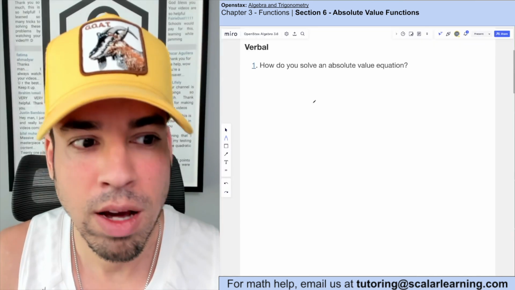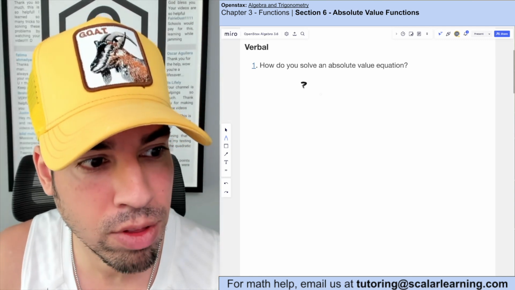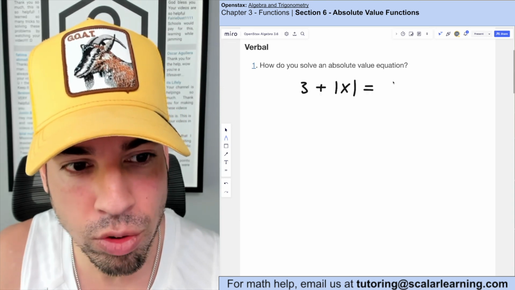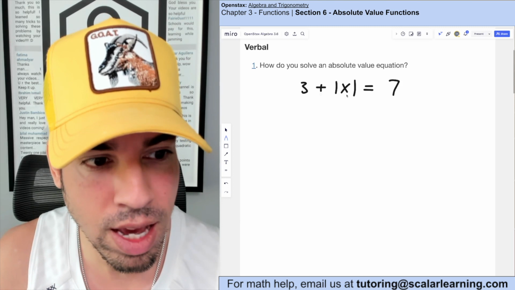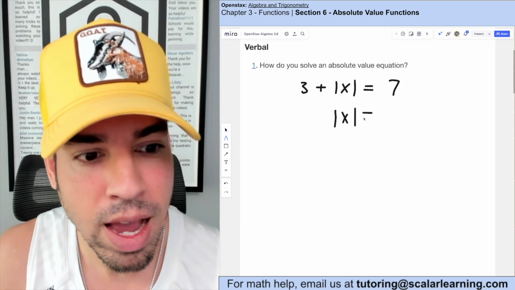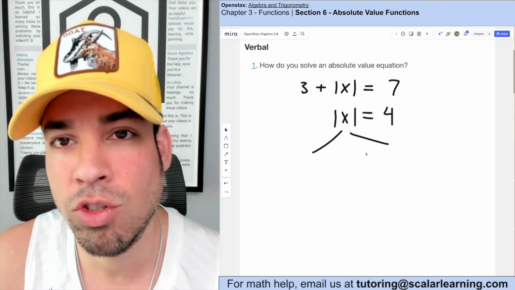Let's do it. So how do you solve an absolute value equation? In general, let's say we have 3 plus the absolute value of x is equal to 7. The first thing you're going to do is isolate whatever is in the absolute value bar. So I'm going to subtract 3, and then we're going to have absolute value of x equals 4. Then we're going to split this into two equations, okay?